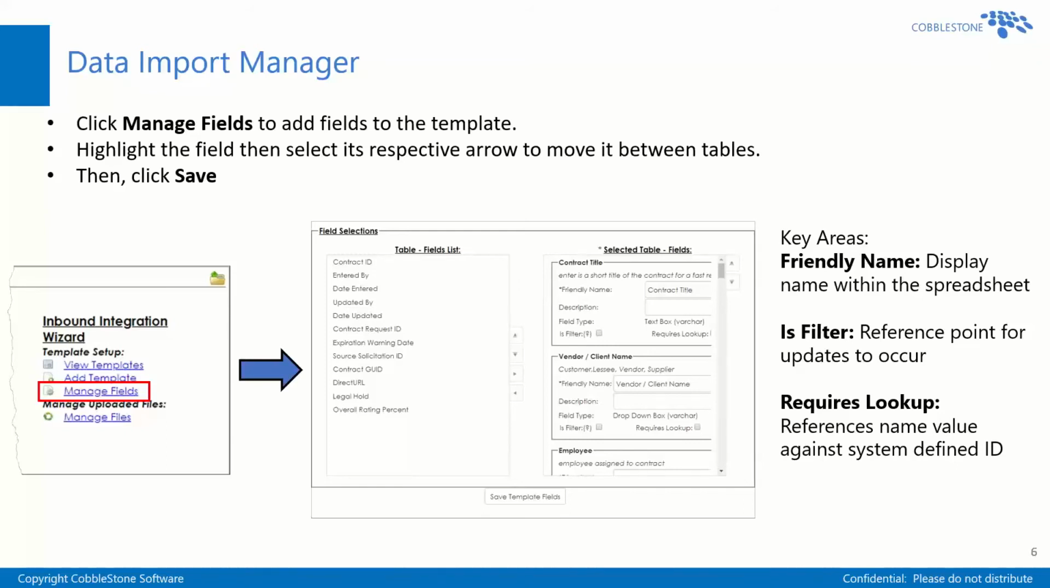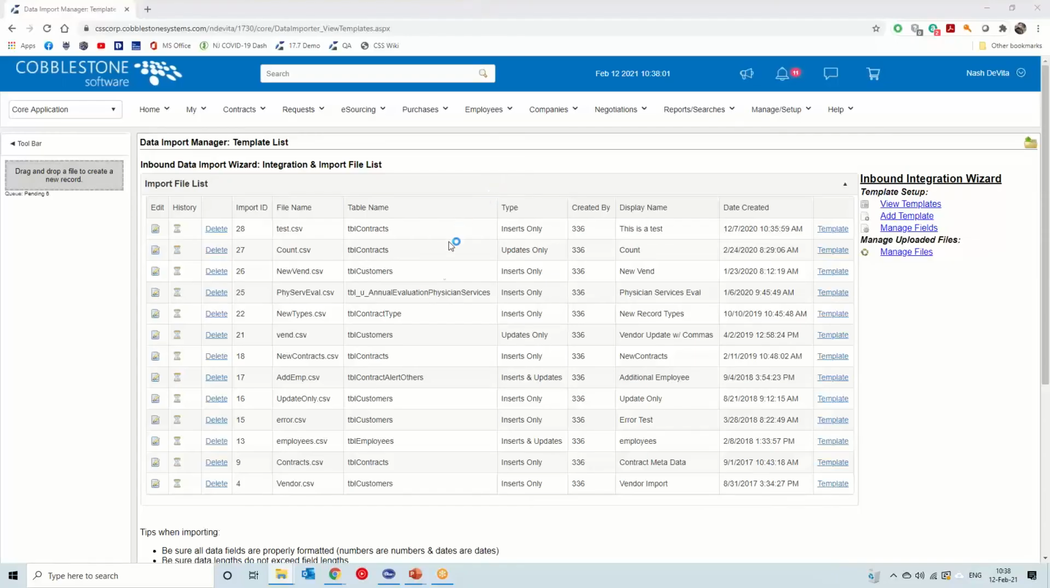Because the name of the field is referential, it's going to update everywhere across the system. And we can see that I have created a fair number of templates that I could use at any point. We can see I've got the import ID, my file name, the table to which I'm making these inserts, and so on. So a lot of incredibly important information.